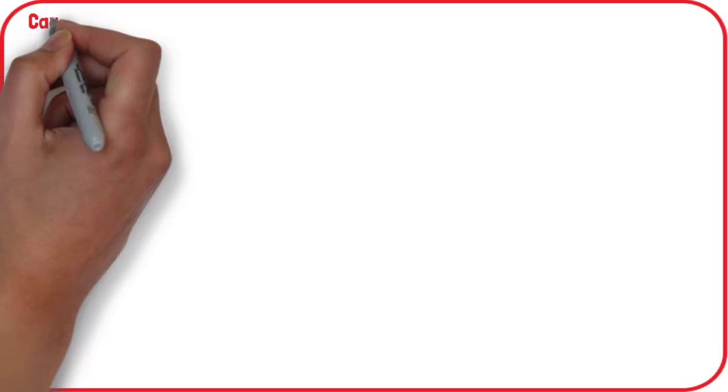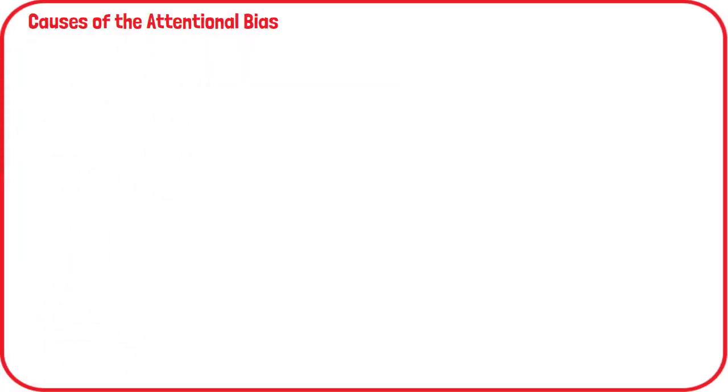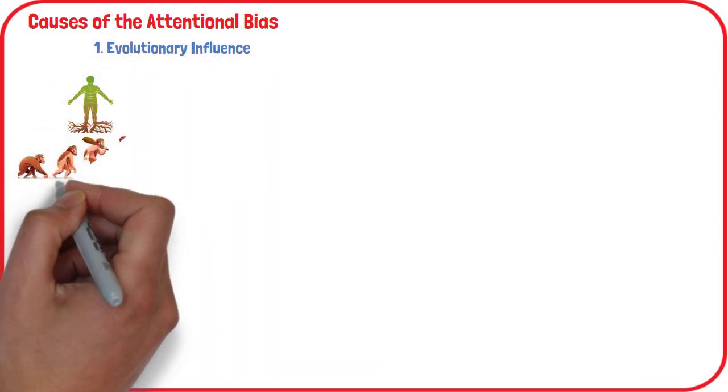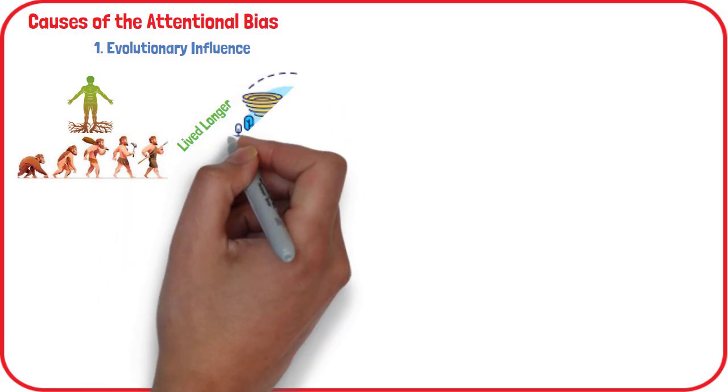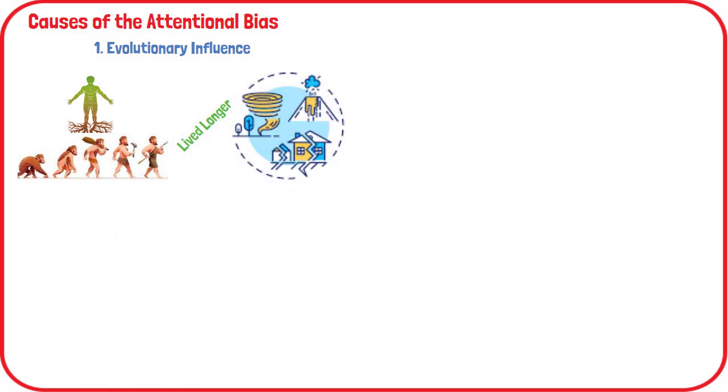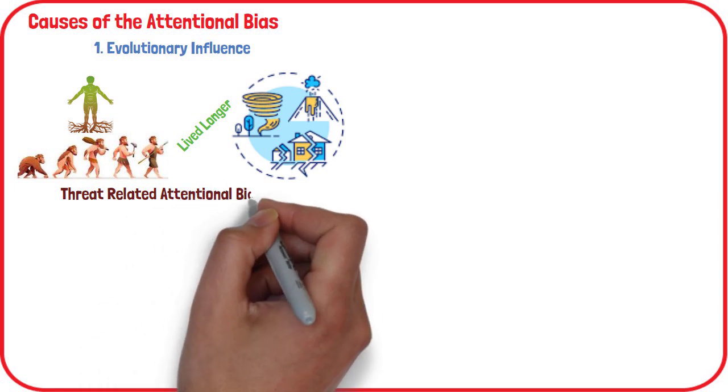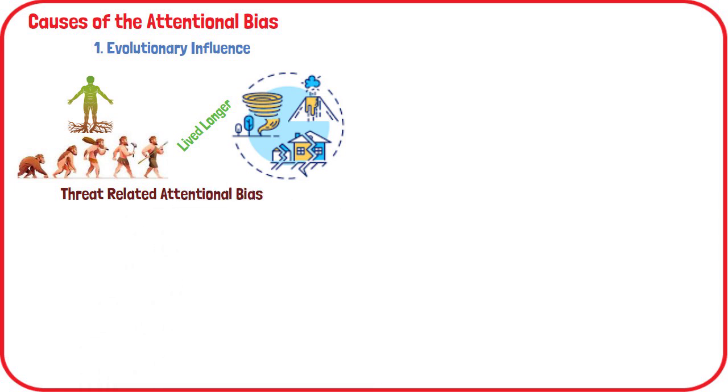Let's understand what causes this bias. Evolutionary influence. Some experts believe that this tendency might have its roots in human evolution. Our ancestors would have survived longer had they paid greater attention to risky aspects of their environment and ignored stimuli that wasn't threatening. This is known as threat-related attentional bias.